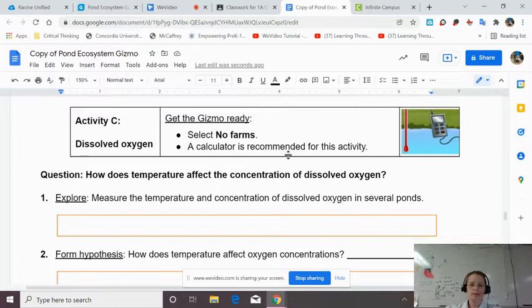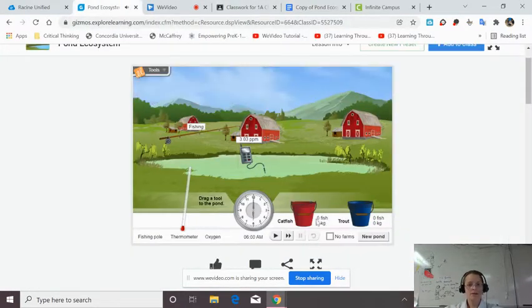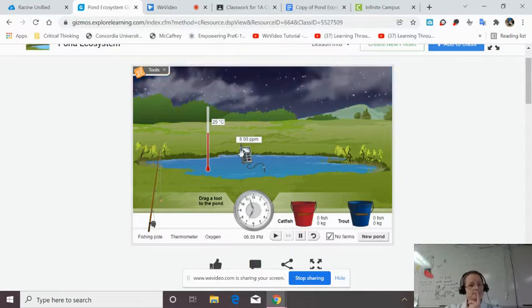Select no farms. A calculator is recommended. Temperature and oxygen concentration in several ponds. So this is what we were talking about today, how temperature affects oxygen concentration. So we're resetting, clicking no farms, dragging that away and dragging this up. So we have 22 degrees and 5.14. And then we fast forward. As the temperature goes up, it looks like the oxygen level goes up too, which is kind of the opposite of what we said.